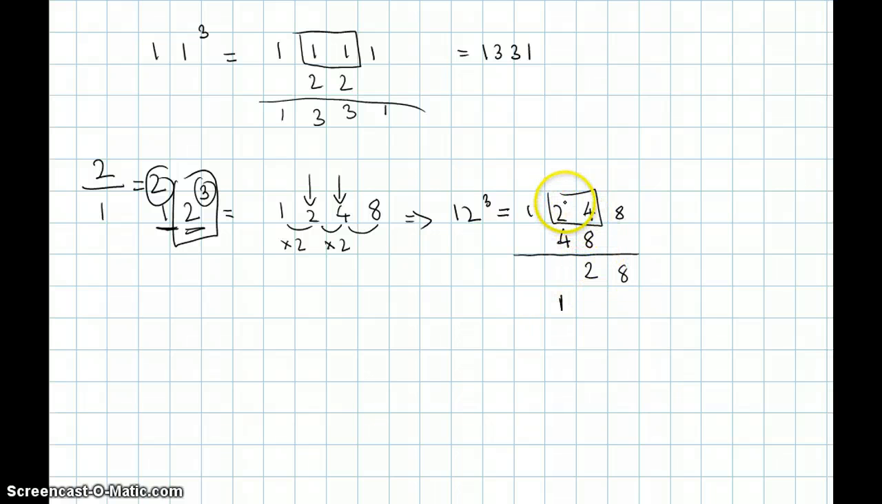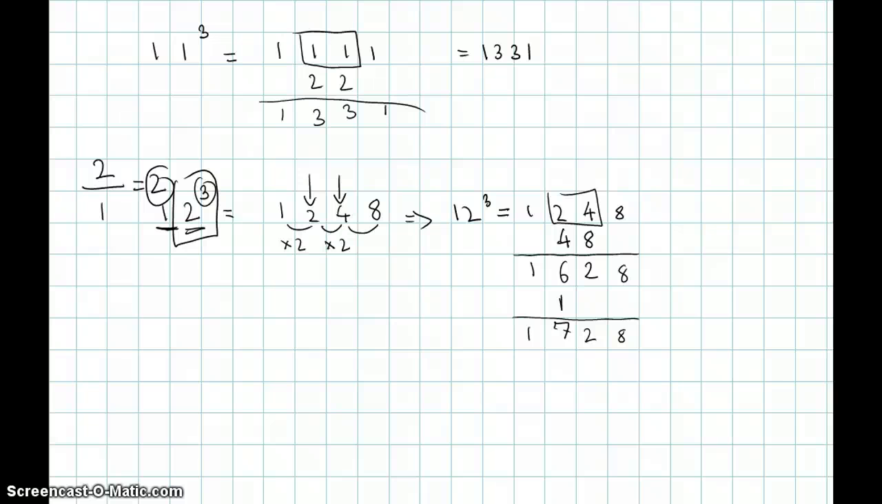So 4 plus 8 is 12, which is 2 and 1. And then 2 plus 4 is 6, so we put 6 here. And 1 plus 0 is 1. So in the end, we just add all this up, and as usual, we get our answer, 1728. And you can check this if you want, but it works. So let's look at some more examples.